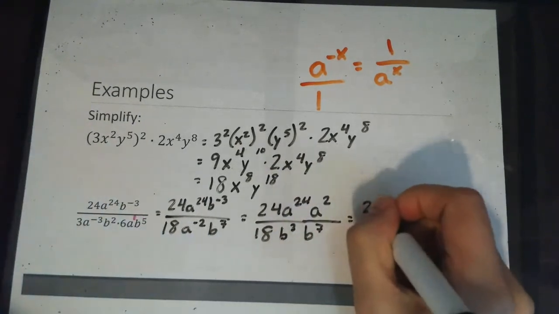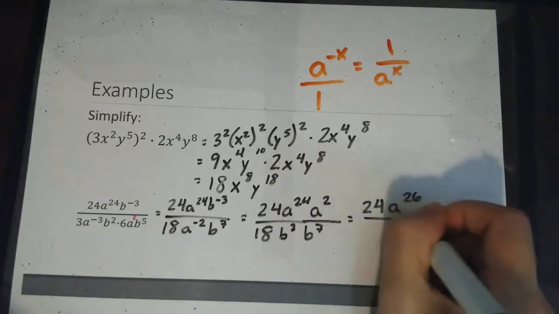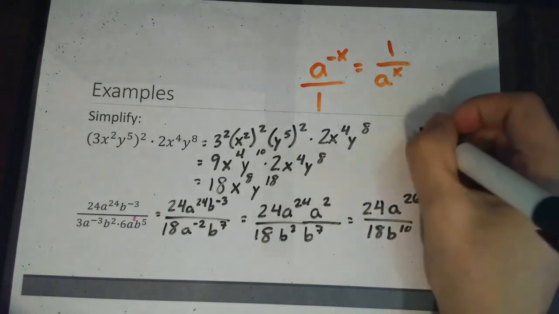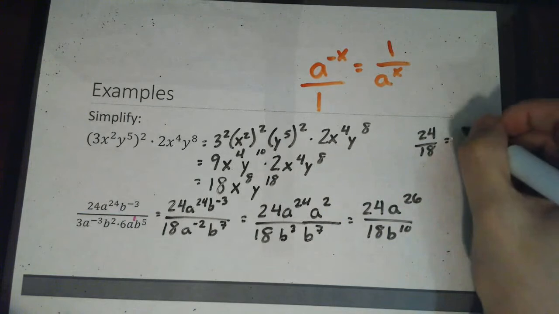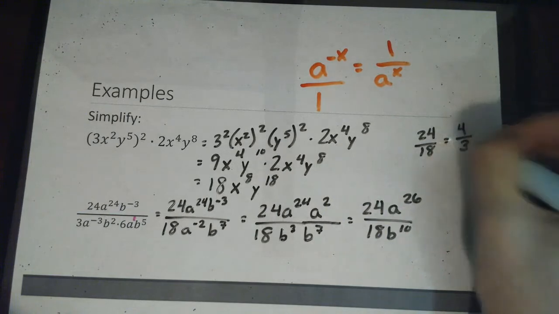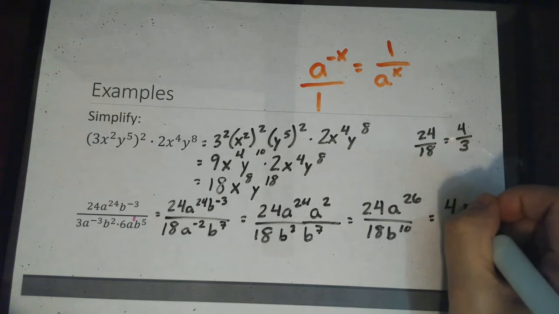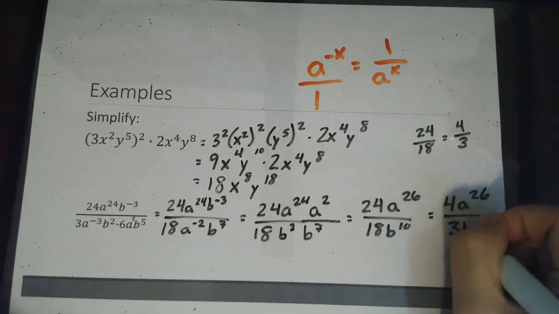So what I'm looking at is 24 a to the 26th over 18 b to the 10th. And then 24 over 18, if I divide numerator and denominator by 6, simplifies to 4/3. So this is going to simplify to 4 a to the 26th over 3 b to the 10th.